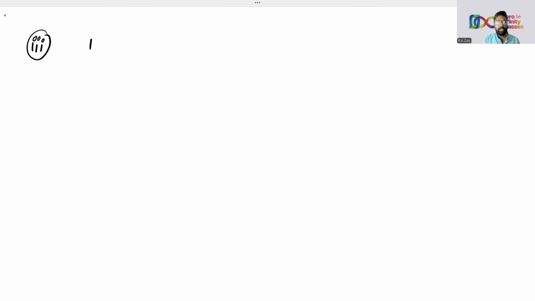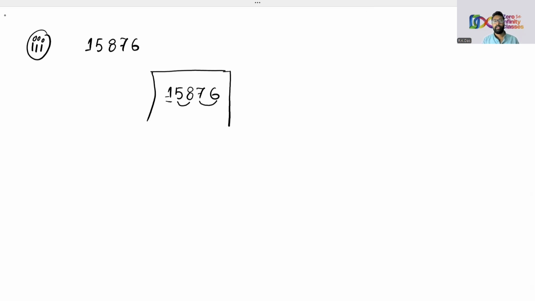Suppose I am taking 15,876. We have to calculate the square root of 15,876. So I'm writing this number inside the box. Then we have to make pairs. So 76 is a pair, then 58 is also a pair, and this one will remain single.